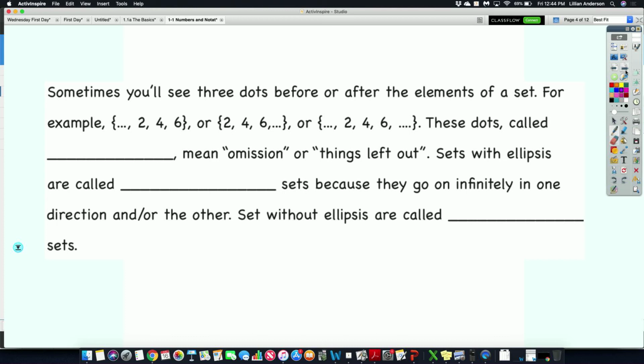Before or after. So if you see it before, what does that mean? There's numbers before it, such as 0, -2, -4, and so on and so forth. These dots are called what? What's the official name for these dots? They are ellipses, which mean omission or things left out.